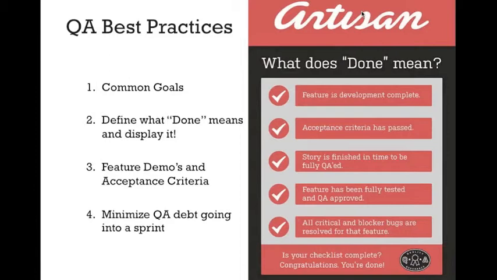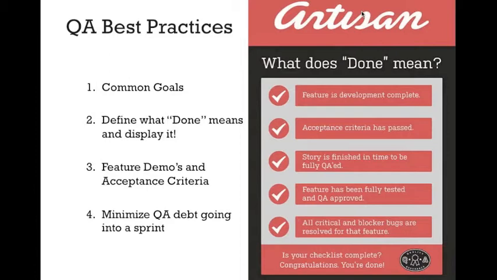The first one is having common goals. There's this concept out in the world about QA being against development, and development feeling like QA is a blocker or slowing down the process. One thing that we found here is it was really important to have the entire team on board with the role of QA and how we work together with development.